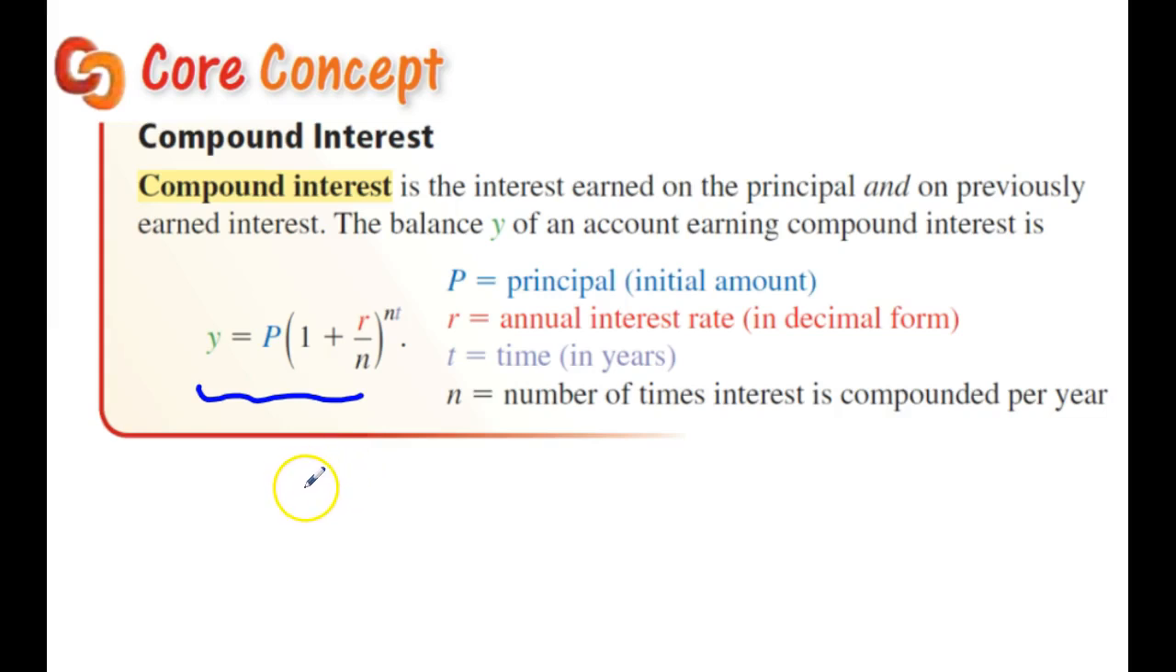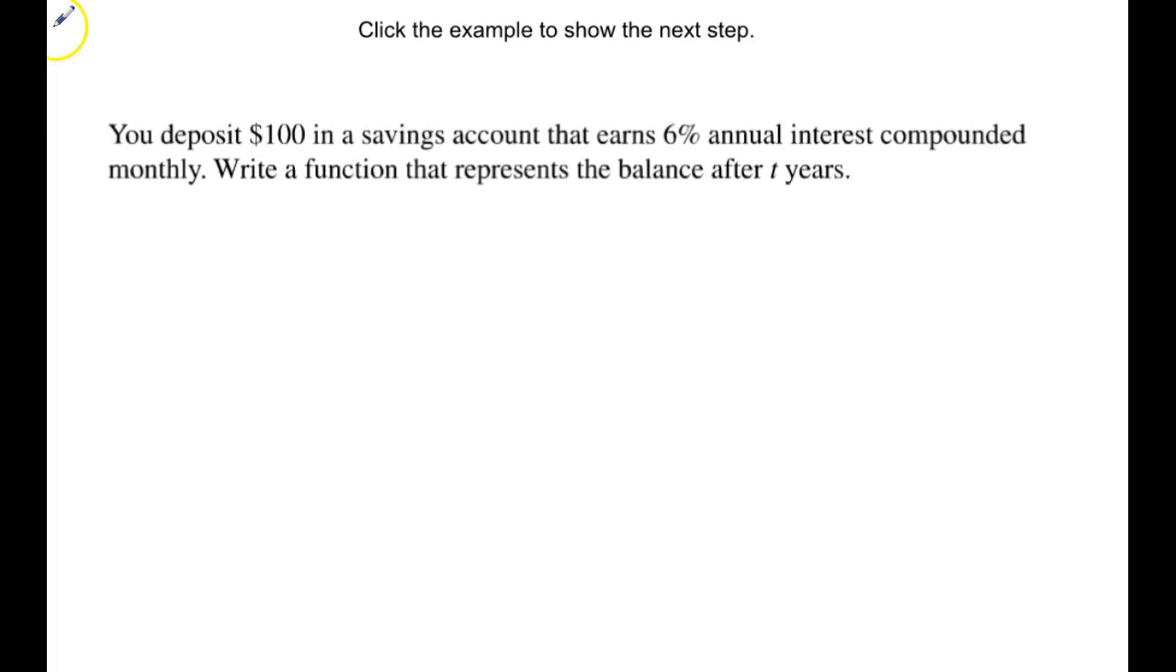So if you see a problem that says compound interest compounded quarterly, I have to think of how many quarters there are in a year, and that will be n. So I know that quarterly means 4, so my n value would be 4 in that example. So let's look at an actual example and work through it. If you're following in your book, this is example number 5. So I deposit $100 in a savings account that earns 6% annual interest compounded monthly. Write a function that represents the balance after t years. So first I want to see the things that I have. I see that I have an initial amount.